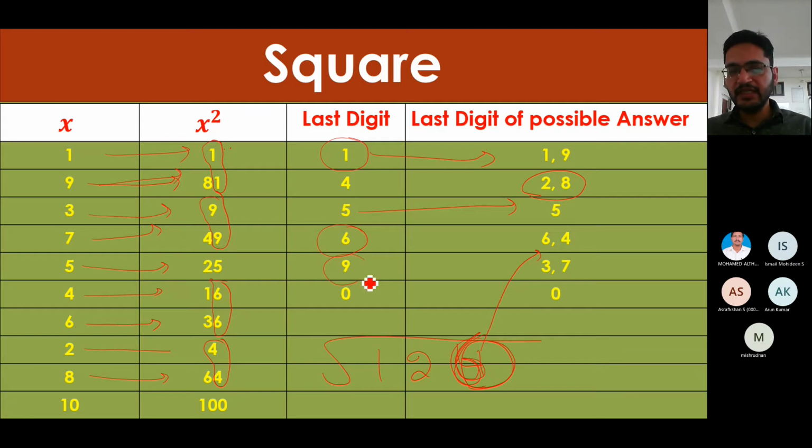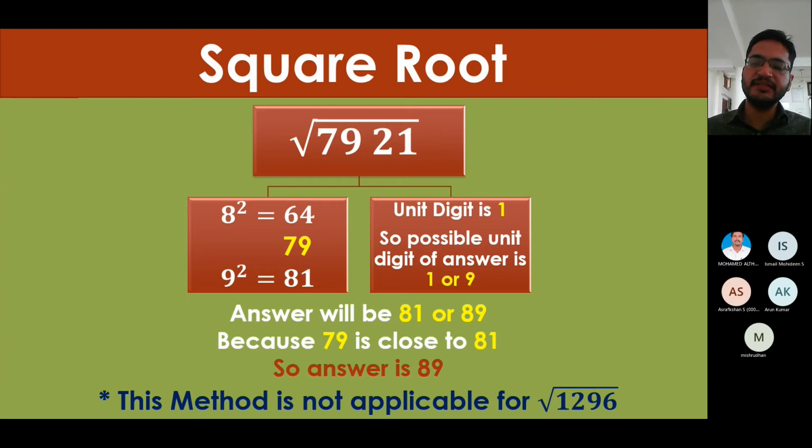Similarly, if any number is ending with 9, then the unit digit of its square root will be 3 or 7. If it is a 0, then the unit digit of the answer is 0. Now we will discuss this method with some examples.